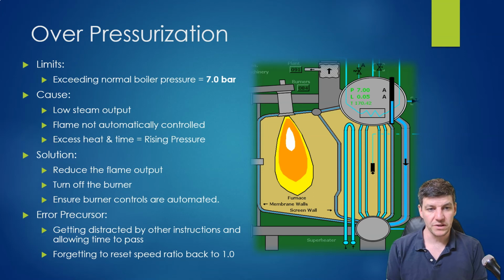You can always restart your flame by going back and restarting your purge process, turning down your combustion conditions, and getting yourself back up and running. But it's very hard to recover from a boiler that has exploded because you've overpressurized it. The other precursor that can happen is that you forget to reset your speed ratio back to 1. So if you're using the speed ratio to accelerate time during the warm-up, you can easily overpressurize your boiler because the time goes by so quickly.